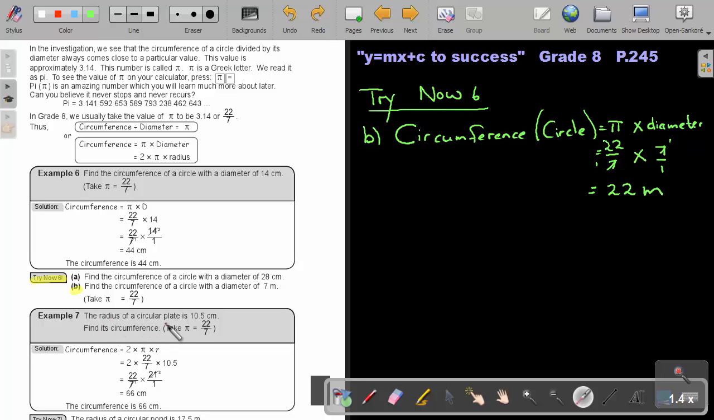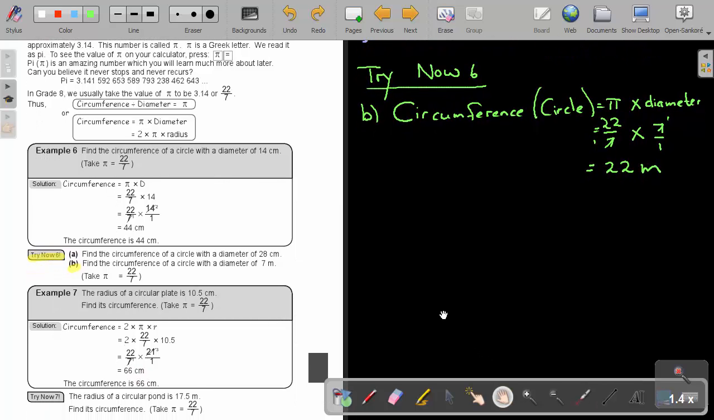The radius of a circle is 10.5 centimeters. Find its circumference. So I can either first take the radius and multiply by 2 to get the diameter, or I can just use this formula. So it's 2 times the radius multiplied by pi, because 2 times the radius will be the diameter. And I just substitute and I just cancel out, and my final answer will be 66 centimeters. Okay, I want you to try now 7. Stop the video, and as soon as you are finished, you can continue with the video.